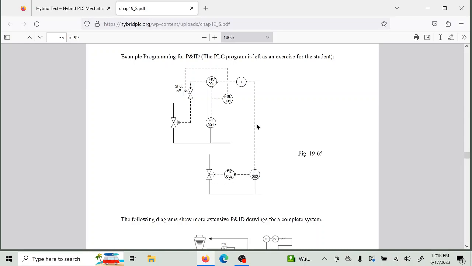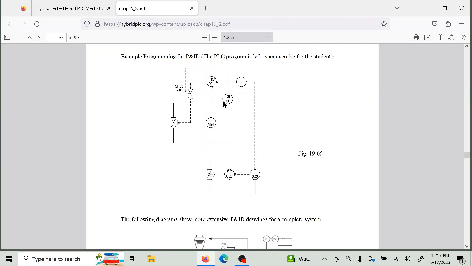Then we multiply this flow transmitter times a number, so that would be a multiply block, and that becomes our set point for this one right here. So this is a set point. Right here is a set point. This is our PV, or process variable, for this loop.